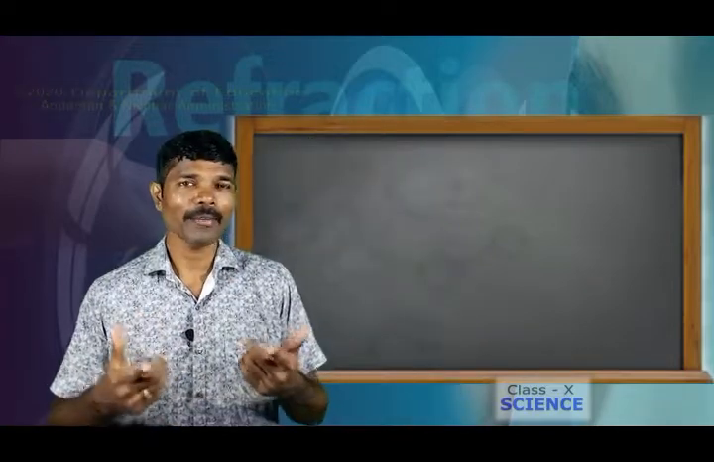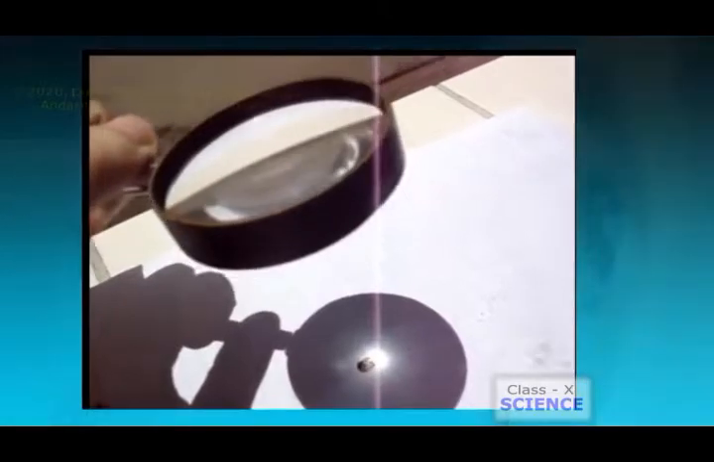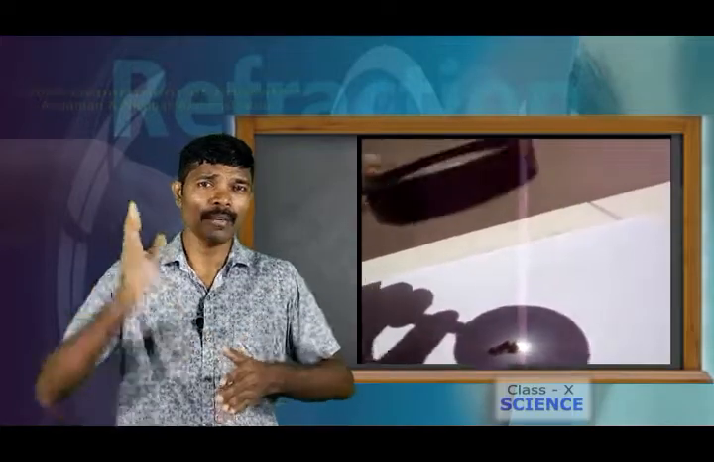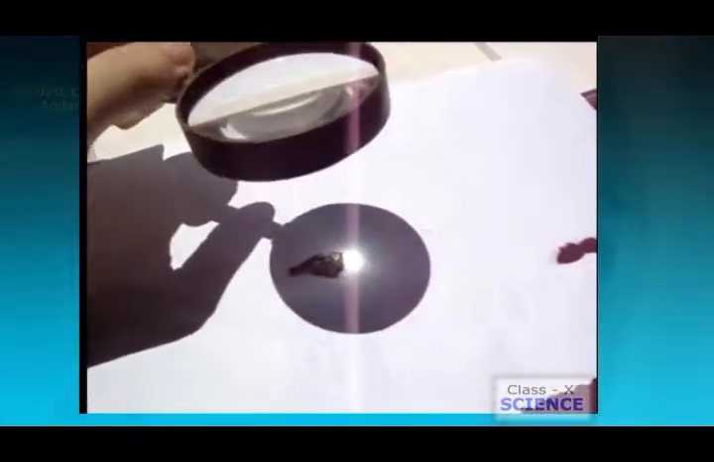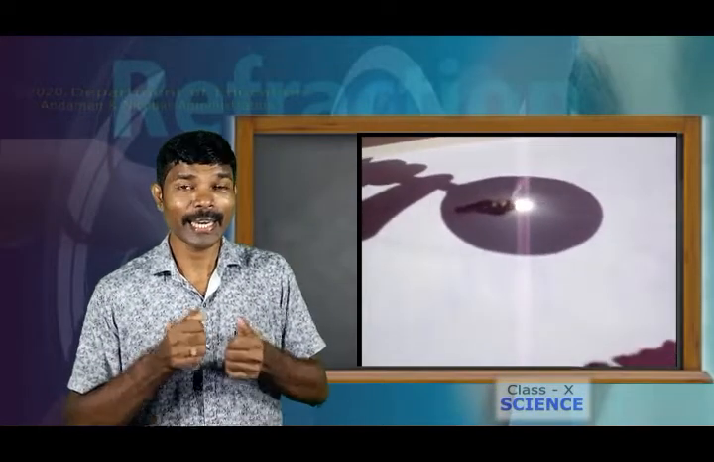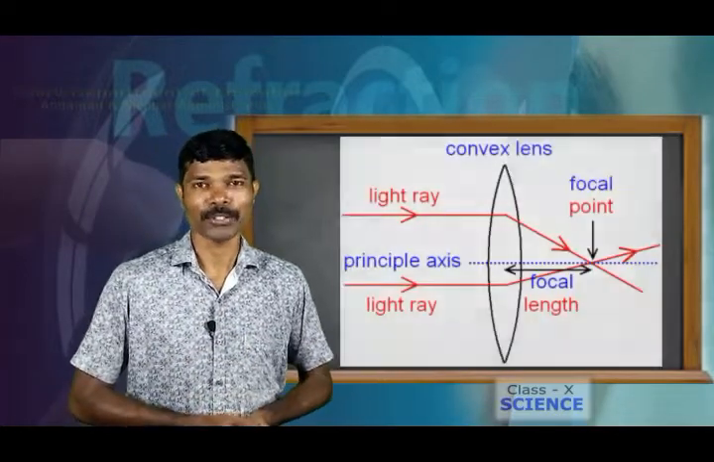Dear students, you may have the experience of burning paper with a magnifying glass, or you can even use your spectacles. When light rays fall on the surface of the magnifying glass, all the light rays coming from the distant object, the sun, converge to a point and we will see a bright spot. All the light rays are converged to a point, making an intense bright spot. This is known as focus.